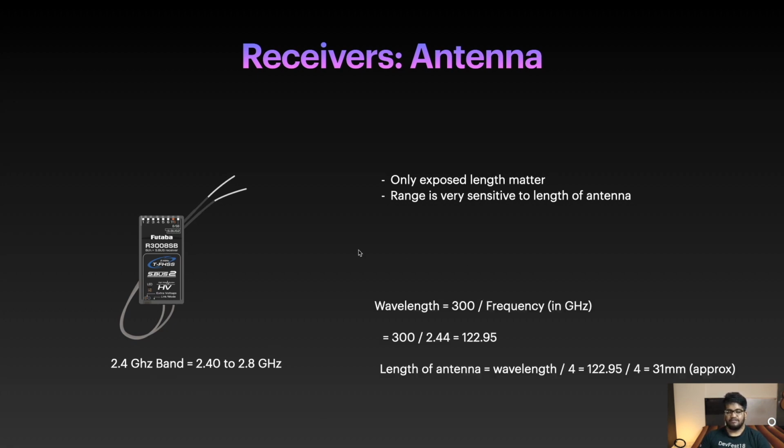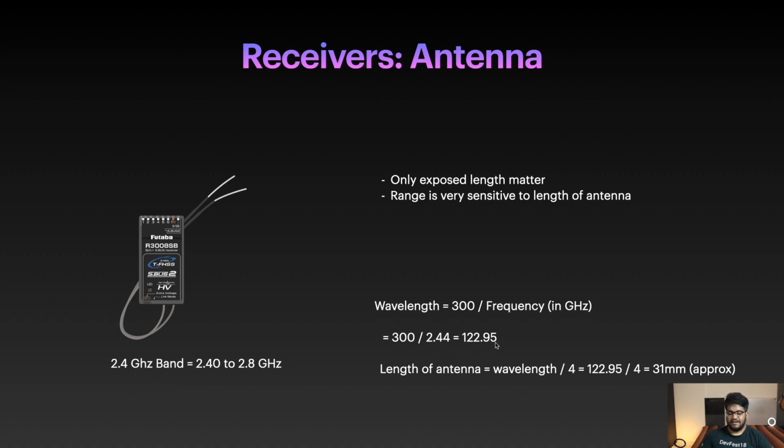How do I know what should be the length of my exposed antenna? It's a simple formula. The wavelength can be calculated by dividing 300 by the frequency in gigahertz. The band is 2.4 gigahertz, which ranges from 2.4 to 2.8. So let's take 2.44 gigahertz as the middle of the band. If we divide 300 by 2.44, we will get 122.95 millimeters of wavelength.